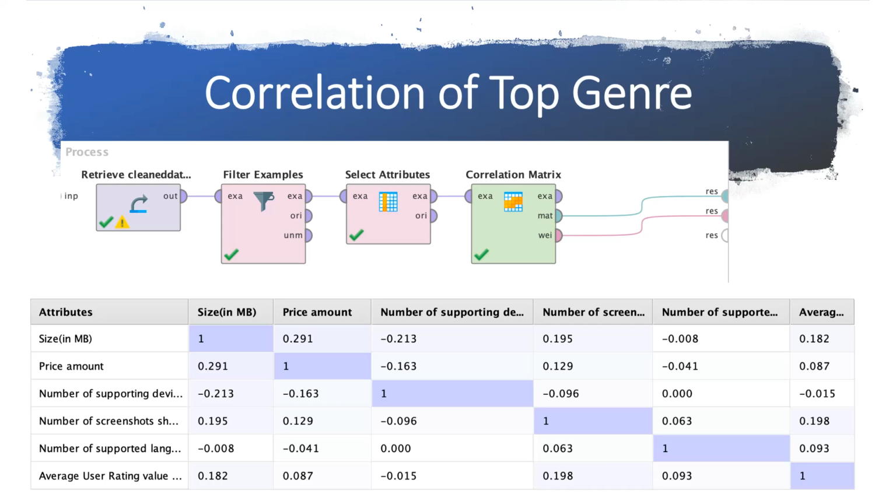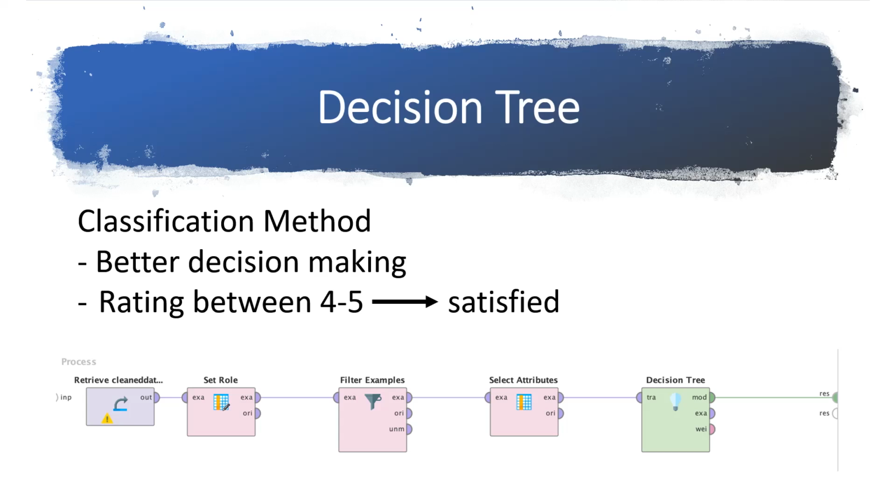In general, there is a correlation between different factors, but the correlations are quite low. For instance, the correlation between the number of screenshots and the average user rating value is 0.198, which is the highest correlation in the correlation matrix. It is hard to verify the relationship between the factors. Therefore, we chose the decision tree as our alternative method.